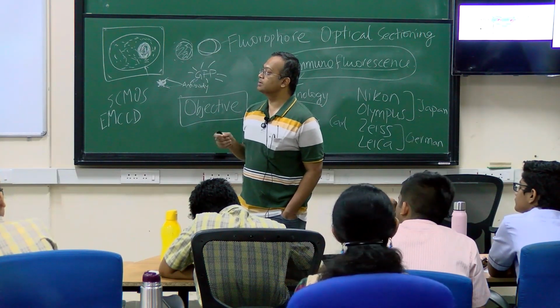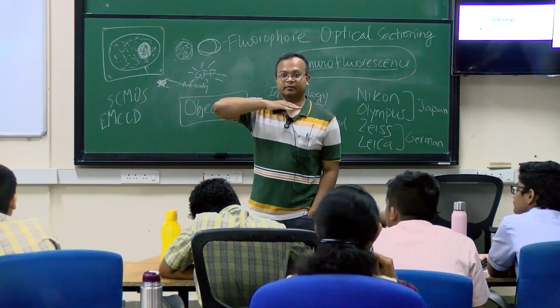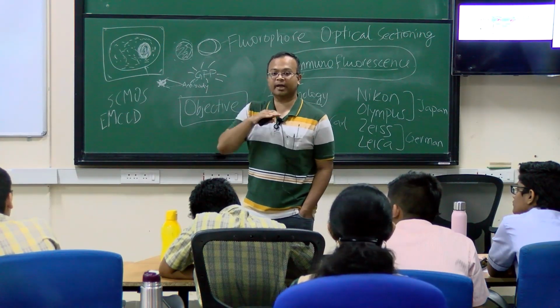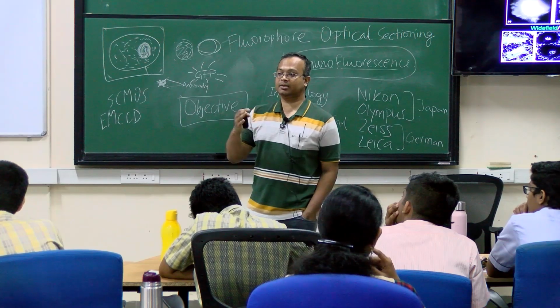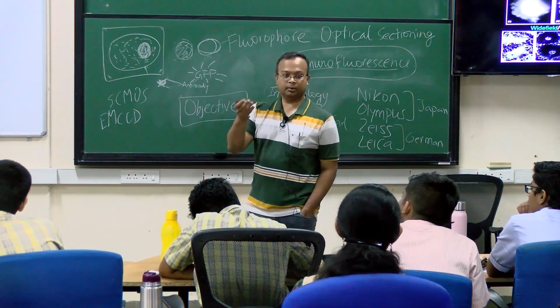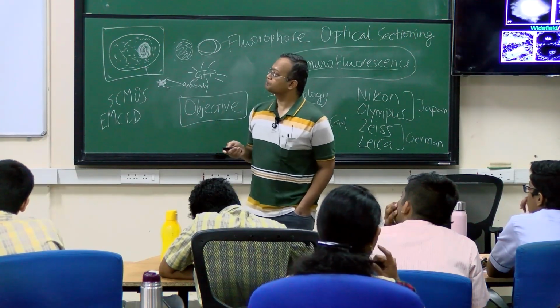and that evanescent wave is used for imaging things at the very, very thin surface, like a few nanometers of your sample. In a regular wide field, you will see some features, but under total internal reflection, you can see some other features which are not as prominent in the wide field. So with total internal reflection, you can see additional things in your sample.